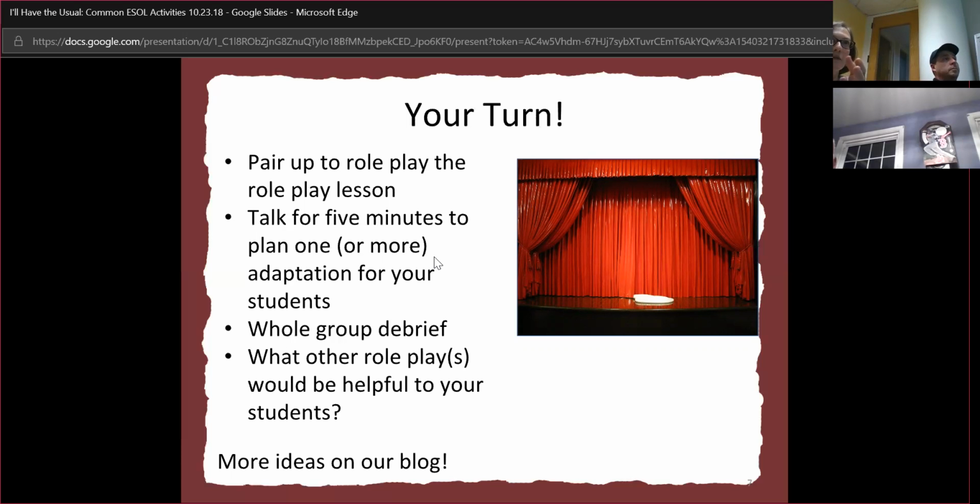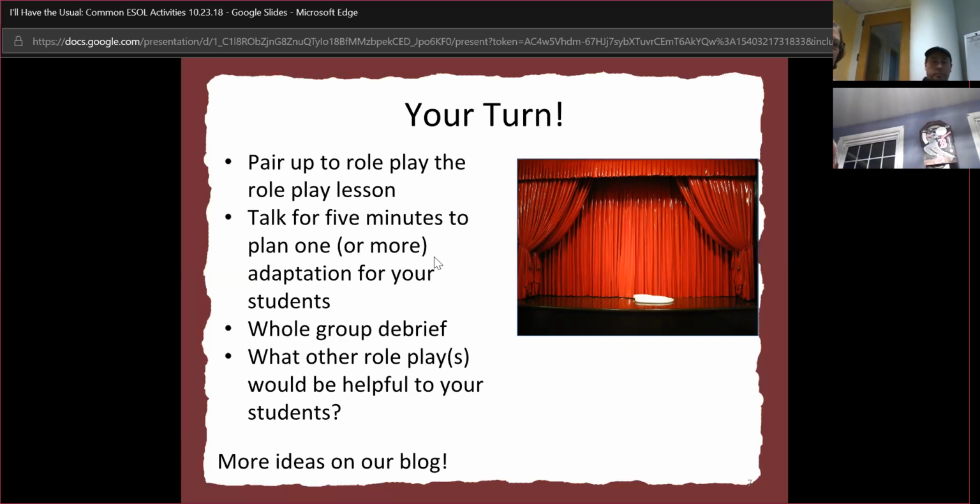Before that, you can talk for 5 minutes to plan one or more adaptations to this role play that would fit with the students that you're working with. So you can brainstorm together what might be one way that you'd adapt it. Take 5 minutes now to talk, and then take a few minutes to do the role play, and then we'll debrief afterwards.